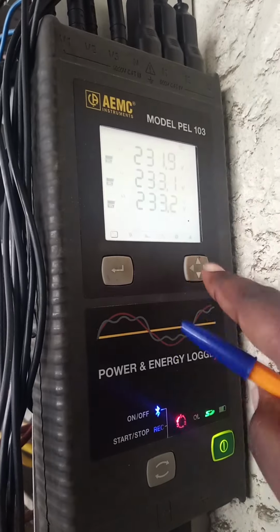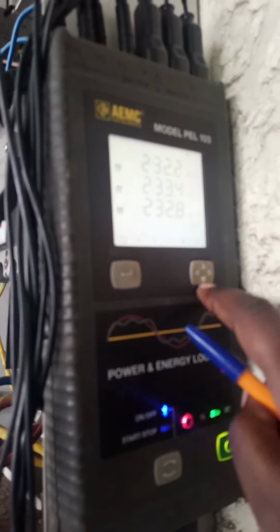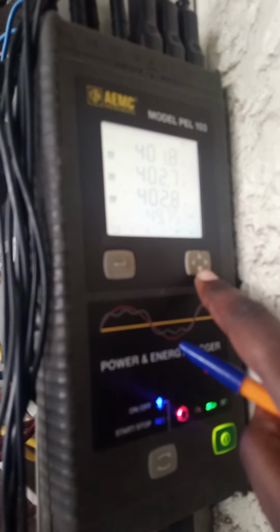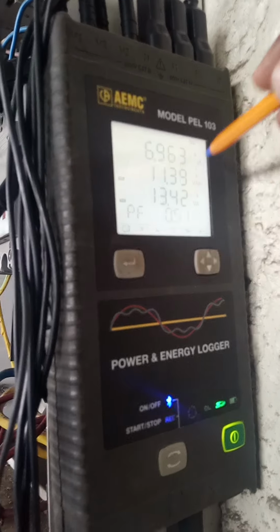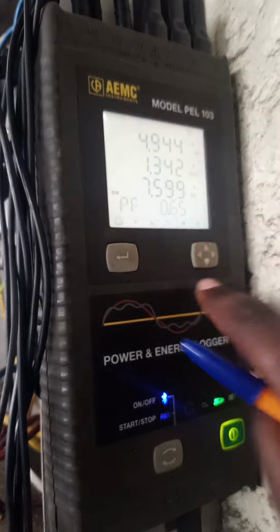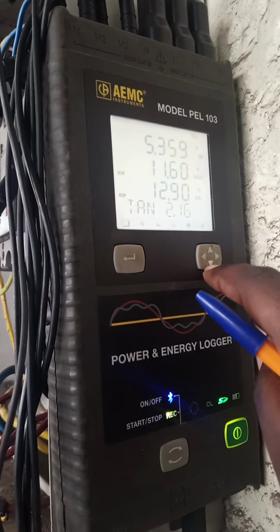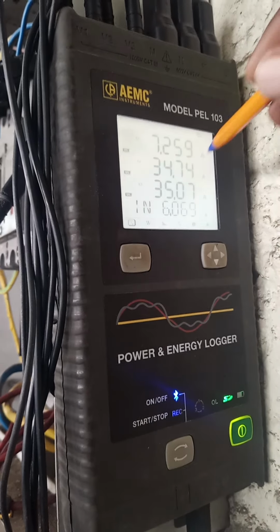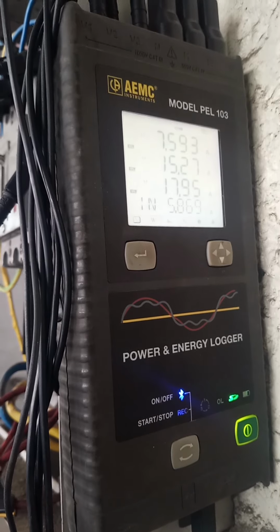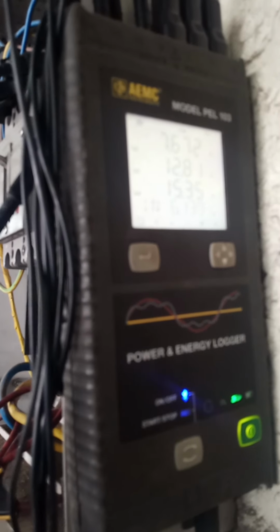If you check here, we have the voltage being logged. This is the line to line. This is the power that we're getting. And this is the demand, kVA. So at the end of the day, we are multiplying current times the voltage to get power.